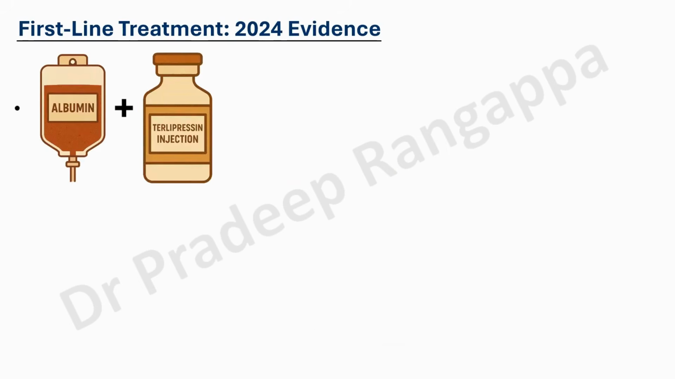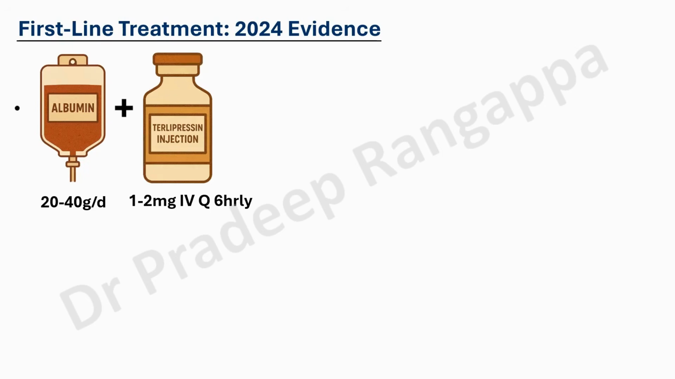So now, what is the treatment? What is the evidence? The 2024 evidence on first-line treatment: once you have labeled it as HRS, the treatment of choice is albumin along with terlipressin, which I'm sure most of you know. So what is the albumin dose? 1 gram per kg. If it's a 60 kg individual, give 60 grams, up to a maximum of 100 grams per day. The terlipressin dosage is 1 to 2 milligrams, 6 hourly.